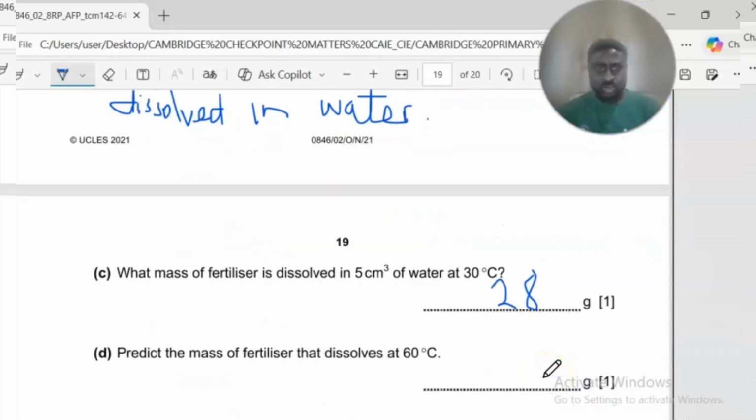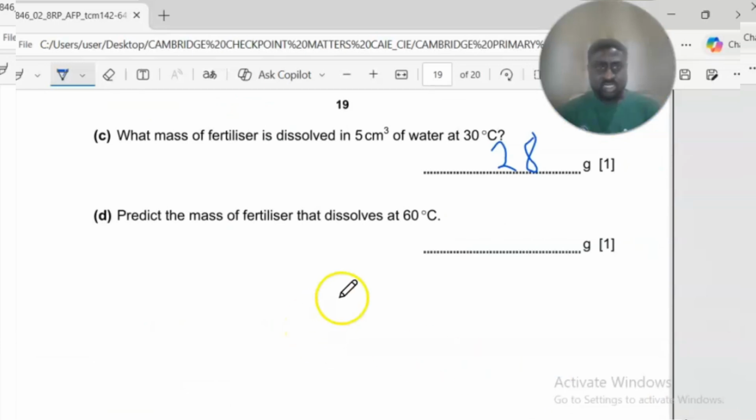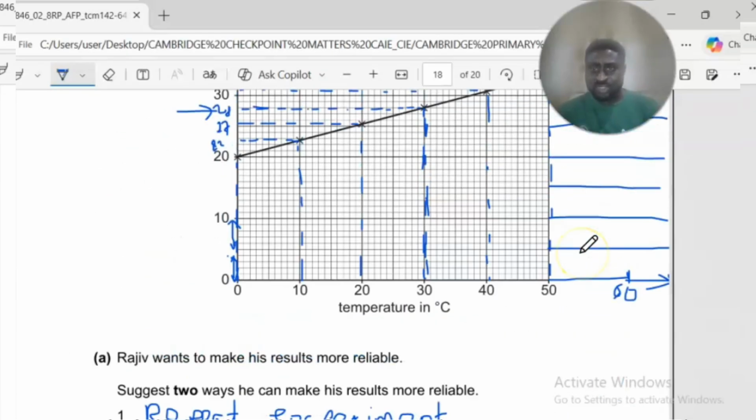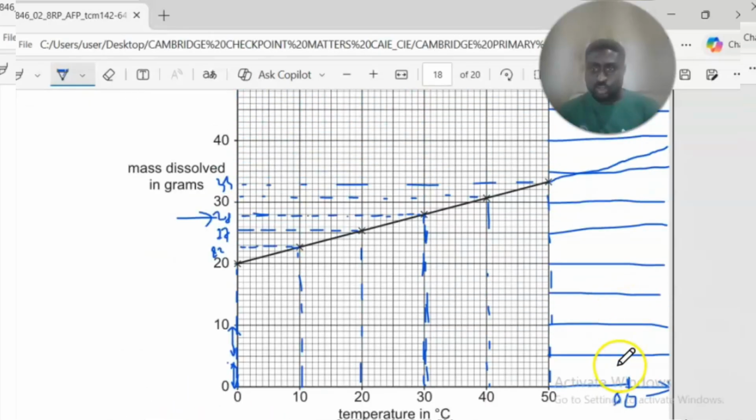Back to the question for clarity. Predict the mass of fertilizer that dissolves at 60 degrees centigrade. So just like we traced the mass of fertilizer dissolved in 5 cubic cm of water at 30 degrees centigrade to get 28, it's the same method we're going to use by tracing it on the graph. So are we ready? And let's move to the graph. So from 60 degrees centigrade on the graph, use your transparent ruler and broken lines and go all the way up in a straight line.